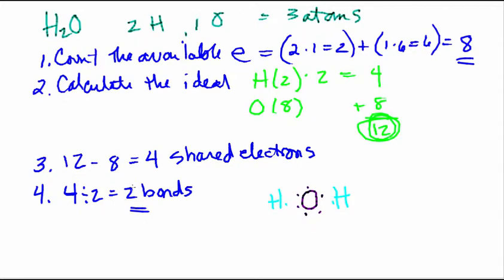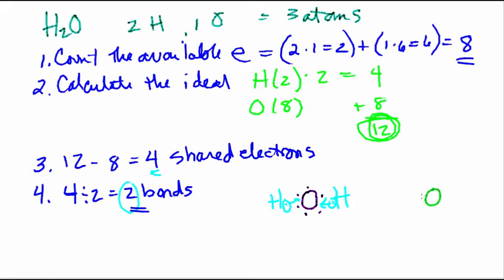I can look back at number 3 and see I have 4 shared electrons that create 2 bonds. How can I make that happen? What I do is rearrange these electrons. So I will bring this electron closer, and I will bring this electron closer, and I will rearrange some of the other electrons. So it begins to look like this.